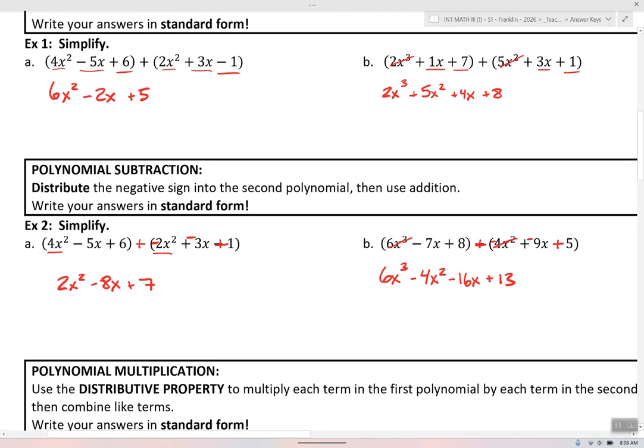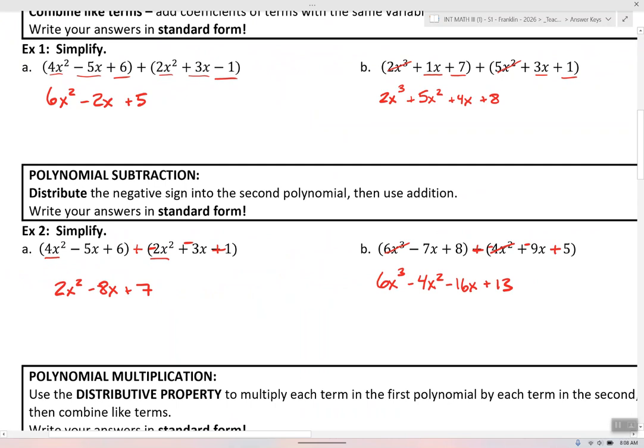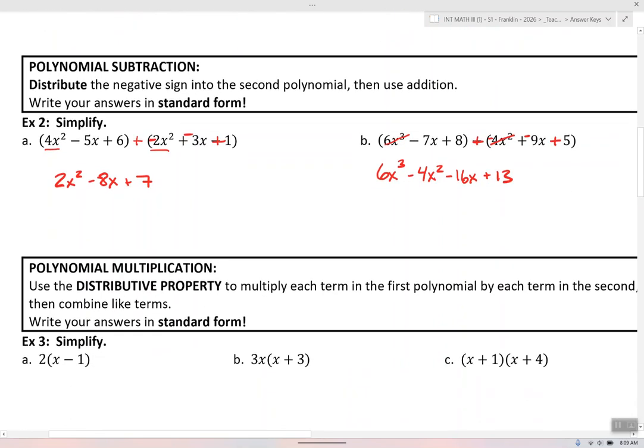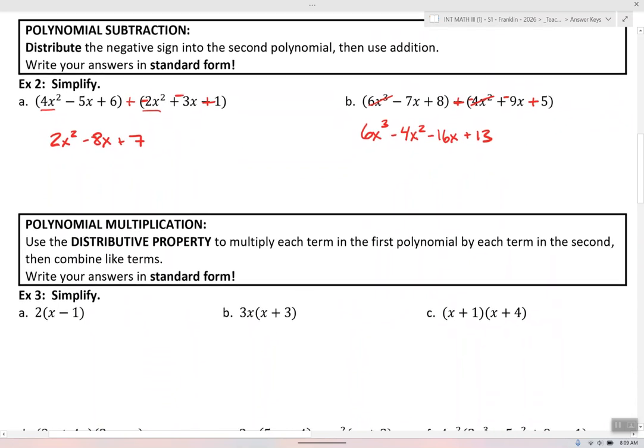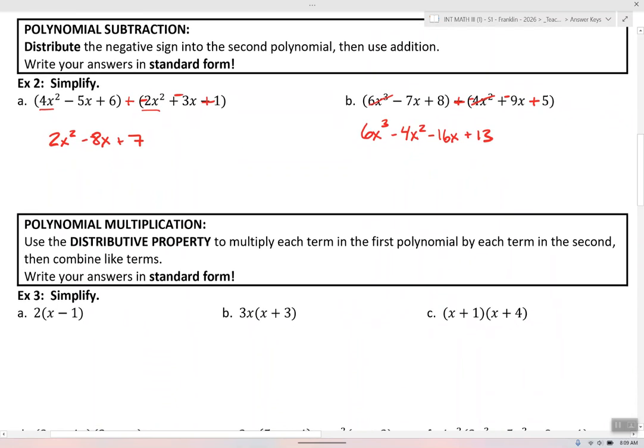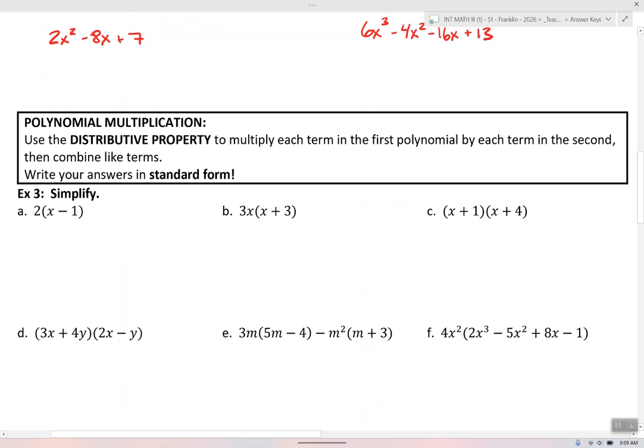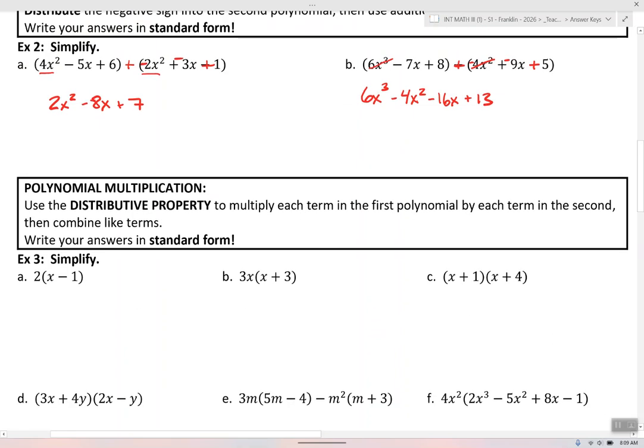All right, so addition and subtraction, pretty much the same thing, especially if you consider distributing the negative sign throughout the second polynomial and then using addition to get your final answer. Multiplication, we are going to multiply here in these notes at first by a monomial, and then we'll do a couple binomials, and it looks like we're going to do some more complicated ones as well.